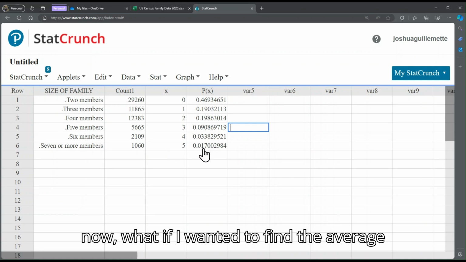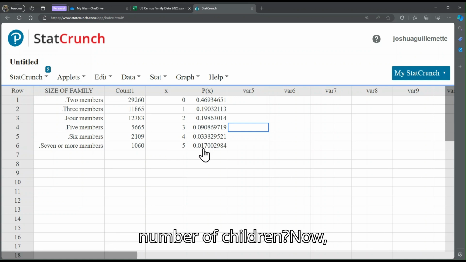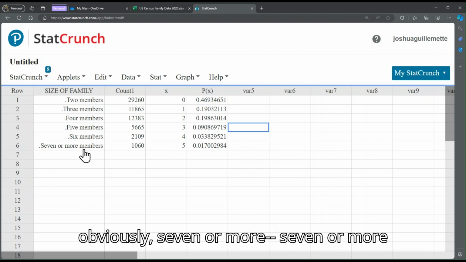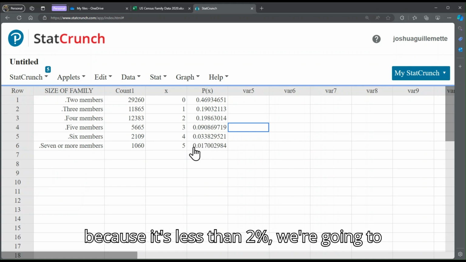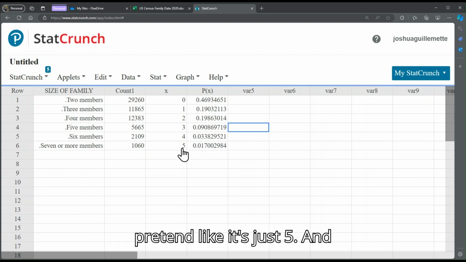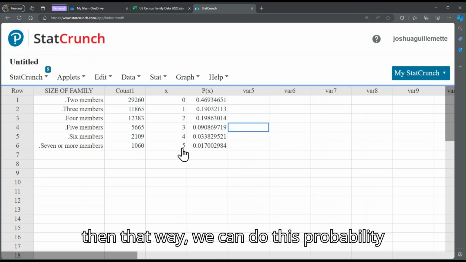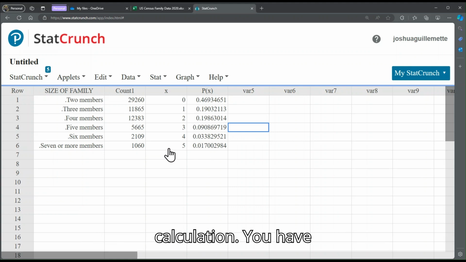And so now, what if I wanted to find the average number of children? Now, obviously, 7 or more is not just 5, but because it's less than 2%, we're going to pretend like it's just 5, and then that way we can do this probability calculation.